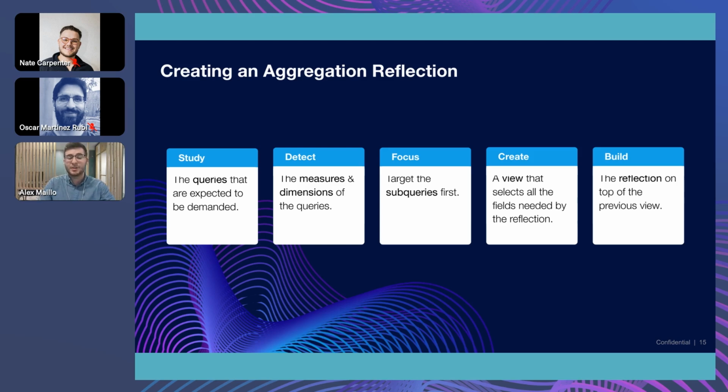So then it is common that we find a query that has subqueries in it. We must focus on these first and build reflections for the subqueries, and then expand afterwards if needed. And after the previous steps, we can start creating an anchor data set, which will be the view upon which we will build the reflection. And finally, we build the reflection with the dimensions, the measures, and the partitions.